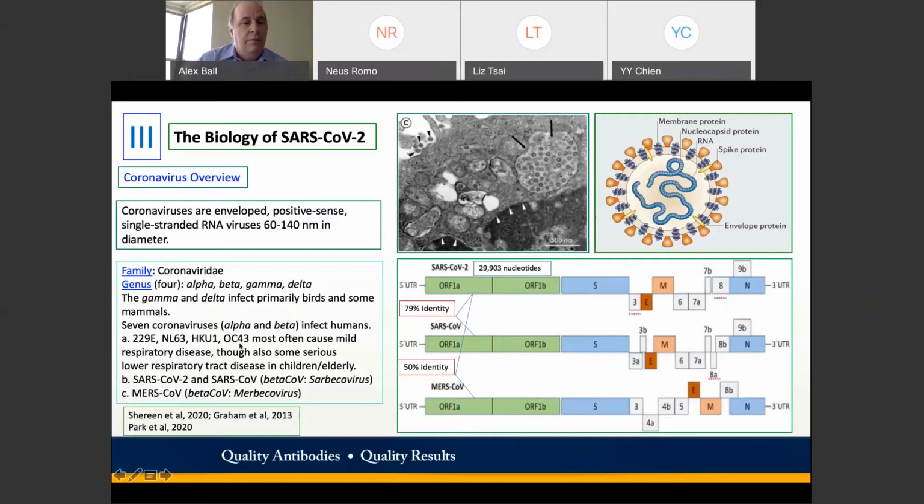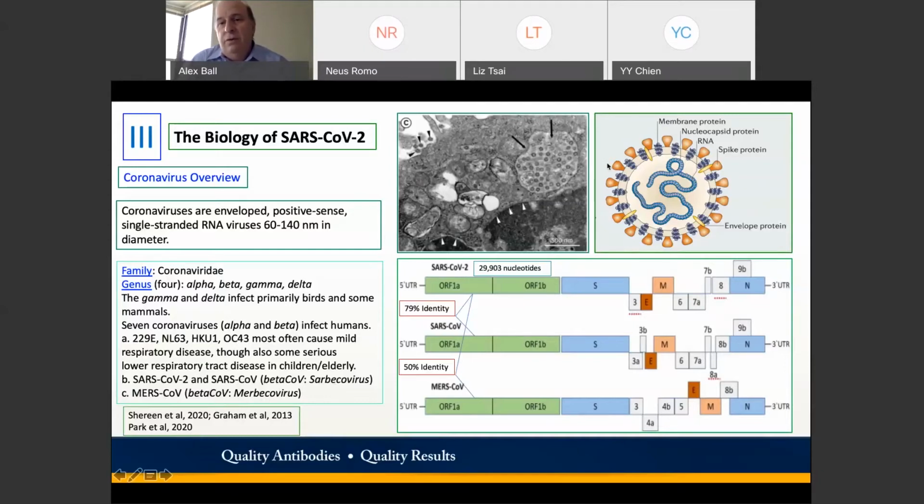These 4 most often cause mild respiratory disease, though also some serious lower respiratory tract disease in children and the elderly, something like croup. But by and large, primarily more moderate disease. There are 3 lethal coronaviruses that I think we all know. SARS-CoV-2, the present one, and SARS-CoV. Both of these are beta coronaviruses, and they belong to the subgenus Sarbecovirus. And then, of course, the third one is MERS-CoV, also a beta coronavirus, but belongs to the subgenus Merbecovirus.